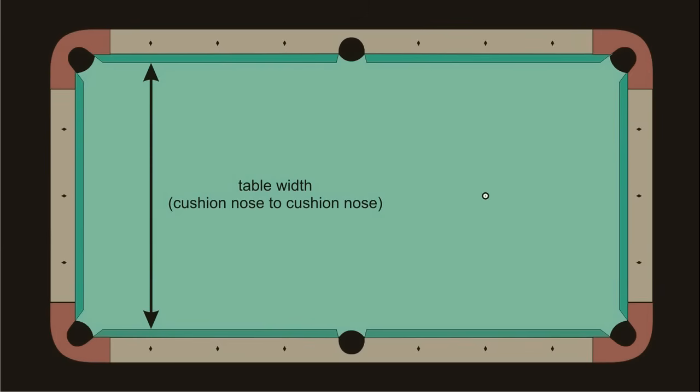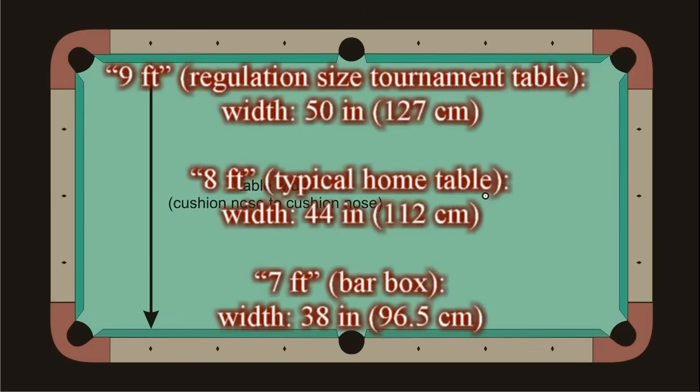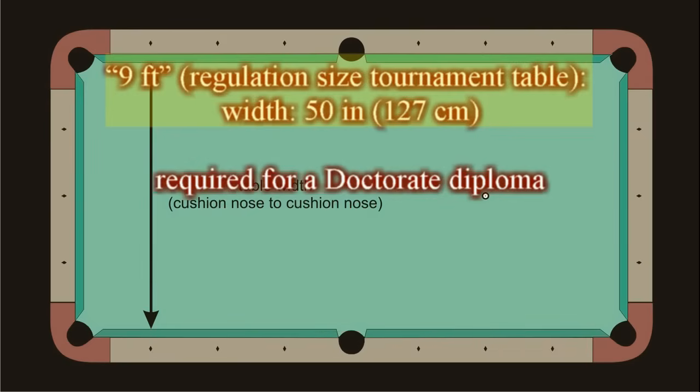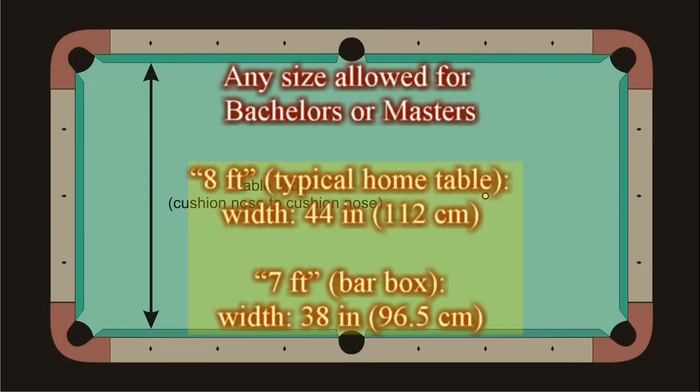The next thing you need to do before starting the exam is measure a few things on the table and record them on the submittal sheet. The first is table size. For easy measurement, use the width of the playing area from cushion nose to cushion nose. The standard and most common sizes are shown here. A 9-foot table is recommended because the exams and rating system were designed for a regulation size table. To earn a doctorate diploma, both exams must be taken on a 9-foot or larger table. However, a smaller table size, for example 7-foot or 8-foot, is allowed for a bachelor's or master's diploma.